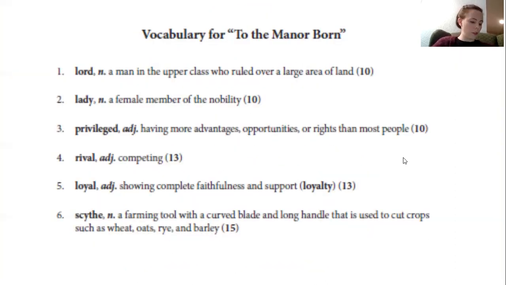All right, and one more word for this chapter is scythe. That's a little bit hard to say. Say that word, scythe. The Y in this word is making a long I sound. This is a noun, it's a thing, and it's a farming tool with a curved blade and long handle, used to cut crops such as wheat, oats, rye, and barley.